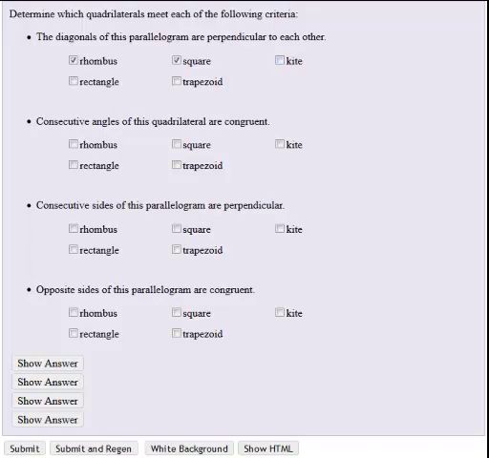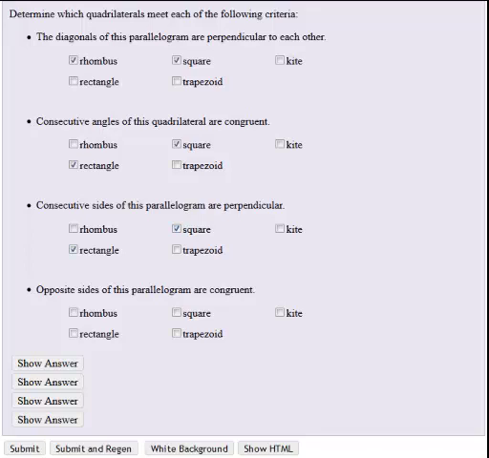Consecutive angles of this quadrilateral are congruent. That happens with a rectangle. They're all 90 degrees, which is also true for a square. Consecutive sides of this parallelogram are perpendicular. Again, consecutive sides being perpendicular happens for a rectangle, so it will happen for a square as well.